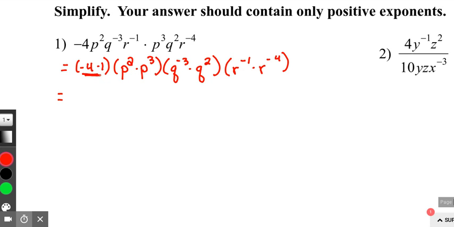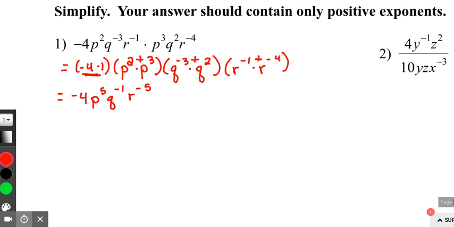So I'm multiplying numbers. It's just multiplication. -4 times 1 is -4. The p's are multiplied, so I am going to add their exponents. So 2 plus 3 is 5. The q's are multiplied. I am going to add their exponents. -3 plus 2 is -1. And the r's are multiplied. I need to add their exponents. -1 plus -4 is -5.